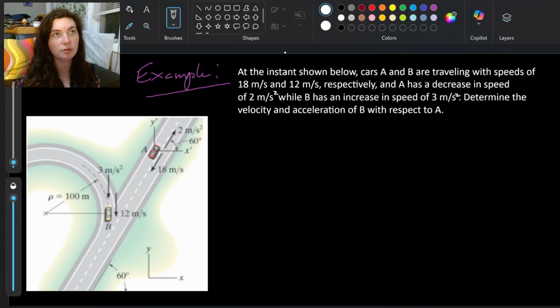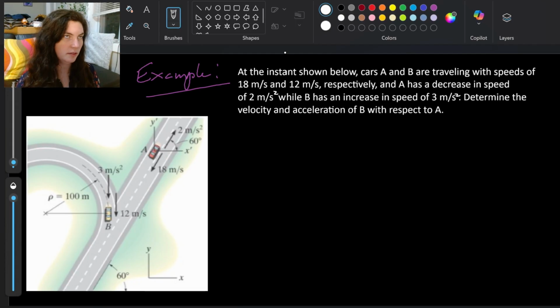And at the instance shown, cars A and B are traveling at speeds of 18 meters per second and 12 meters per second. So 18 meters per second is this little red one that's in the upper right corner. And then our B is this yellow one that's in more of the center of the image. That's at 12 meters per second. While A has a decrease in speed of 2 meters per second squared, while B has an increase in speed of 3 meters per second squared, we want to find the velocity and acceleration of B with respect to A.